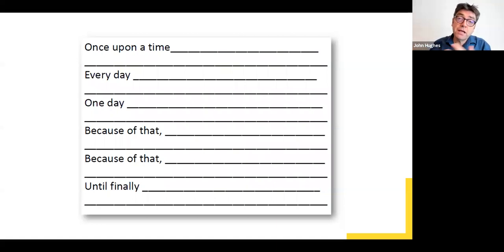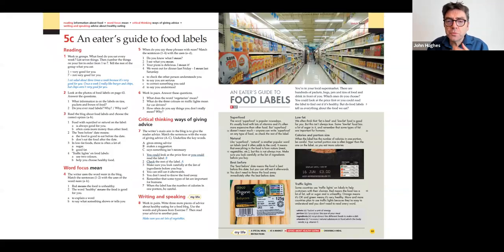So you can use it with adults, you can use it with younger learners as well. But it helps them to be creative because you're giving them a scaffold, basically. Try it with your students. Let me give you a real example from a course book, how we use it.